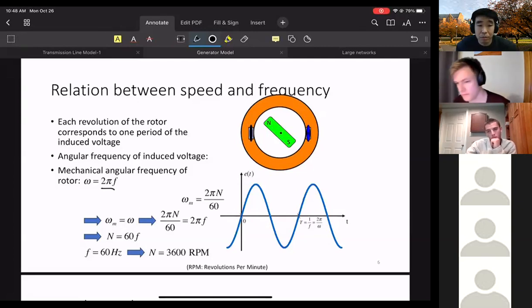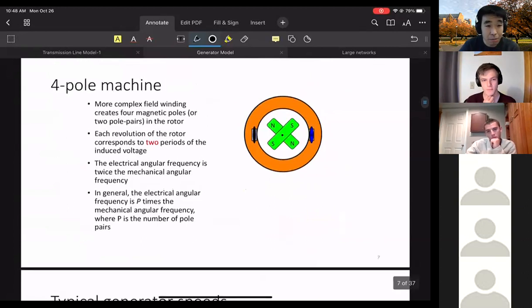The rest of the time, what we do is we use poles. Basically, add a number of poles. We add a number of poles as basically you're saying, okay, for each revolution, I create one period of the sine wave. So now, since I cannot turn that quickly, I want to say for one revolution, I want two periods. This is basically what poles do, right? You just add more poles to the generator.